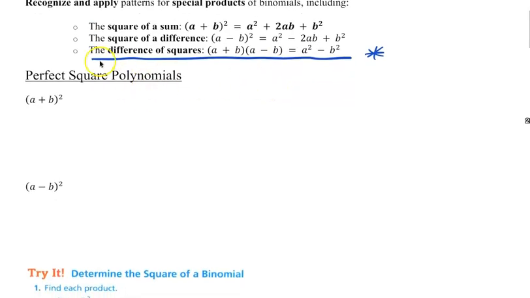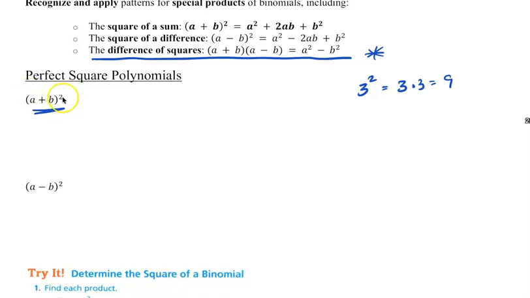So first, let's talk about perfect square polynomials. That's when you see a square like that: a plus b squared. Let's keep in mind that when something is squared, you multiply it by itself, right? 3 squared is 3 times 3, so 9. The same thing works here.